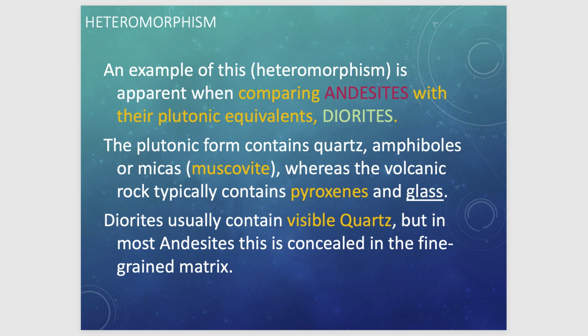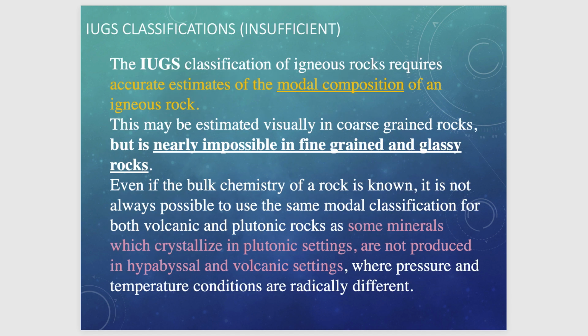So you essentially lose the quartz and replace it with amorphous varieties such as volcanic glass or obsidians. So diorites will usually contain visible quartz. That's the key distinction. But in most andesites, this is concealed in the fine-grained matrix. So it's mostly a textural difference.